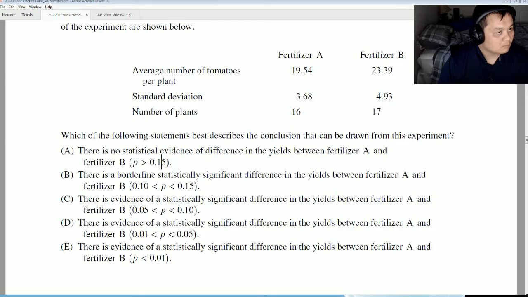I got D. D is correct. Yep. What was your p-value? My p-value is between 0.01 and 0.02. Oh, yep. Okay. Yep. Because when I calculated, it was 0.016. Yeah. Okay. Yep. That's it.